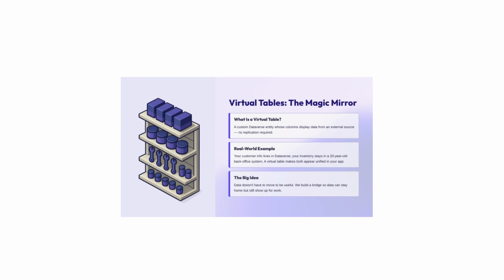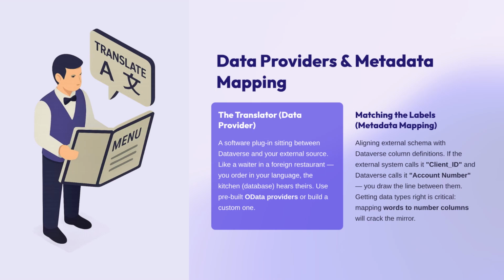So, now that we have mastered how the translation happens, you might be wondering how we actually set up the glass of that mirror so it shows the right columns and rows. Well, that brings us right into our next step, which is mapping external metadata to Dataverse tables. Now we need to talk about metadata mapping.